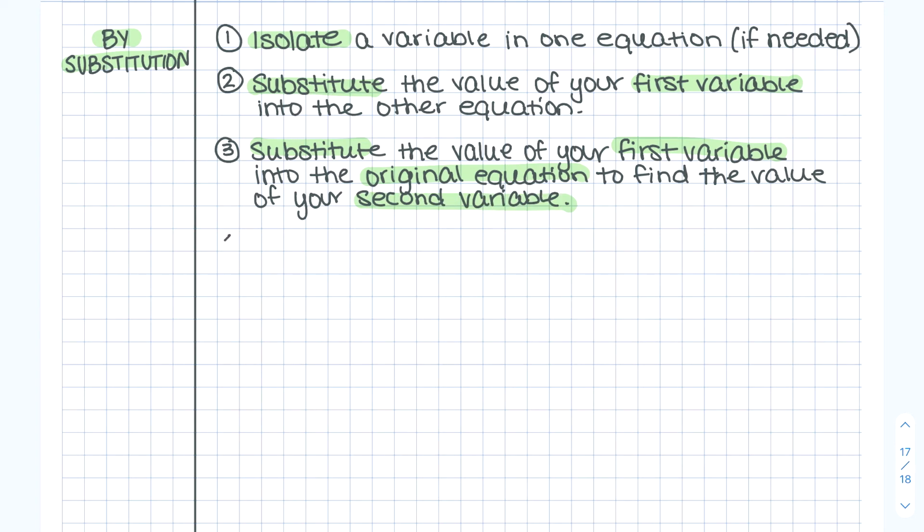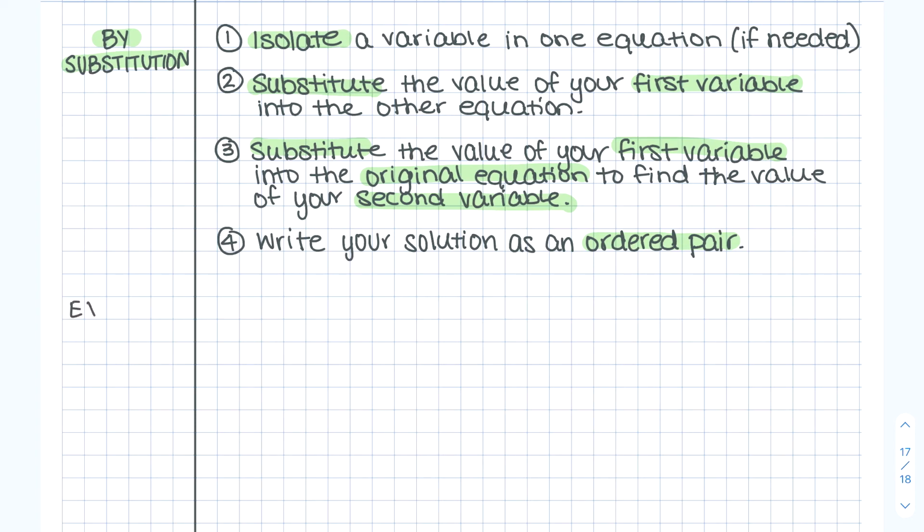And then finally, write your solution as an ordered pair. Okay, lots of crazy stuff going on here. Let's see what the heck Mr. Rec is talking about. All right, so let's do examples. So I'm going to write example right here. Let's do an example.